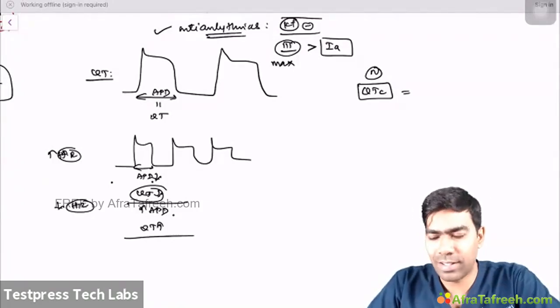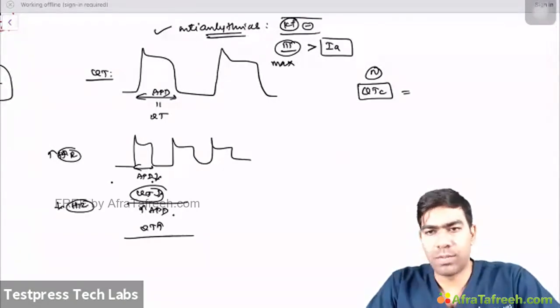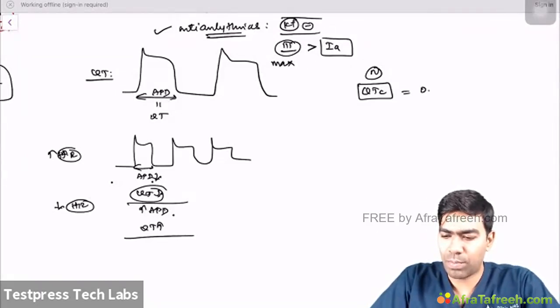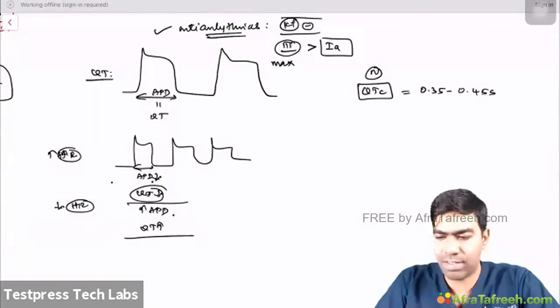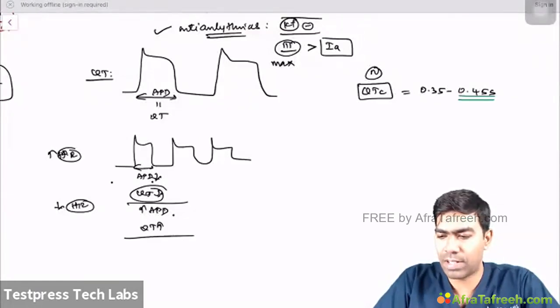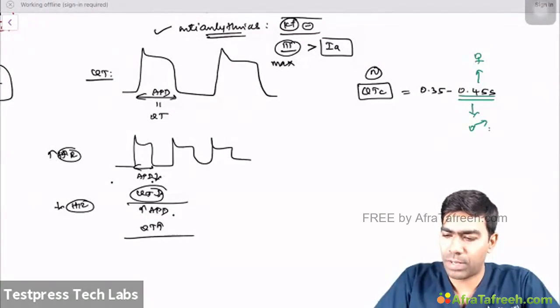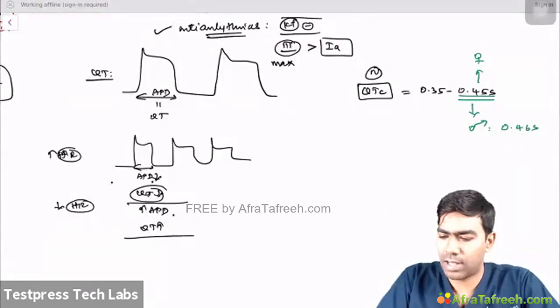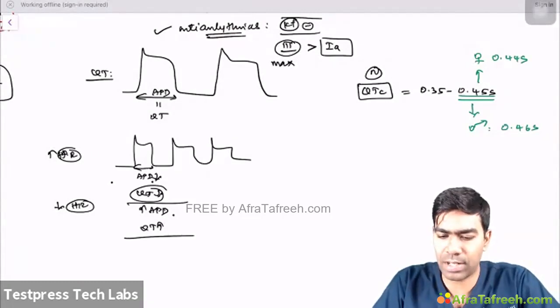So normal QTc is what we want. What is the normal value of the QTc, the normal corrected QT interval? It is somewhere around 0.35 to 0.45 seconds. This is average, but the upper limit of average is different for males and females. For males, you can keep a cutoff of maybe 0.46 seconds, and for females, you can keep a cutoff of 0.44 seconds.